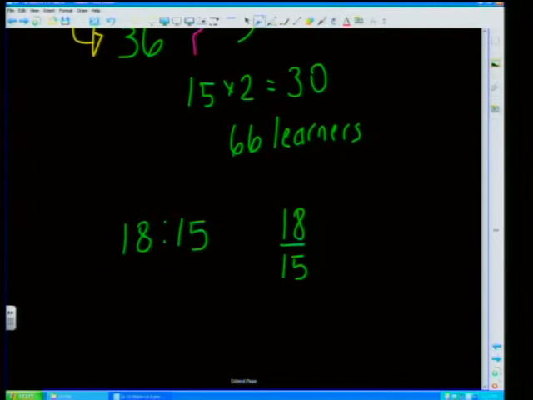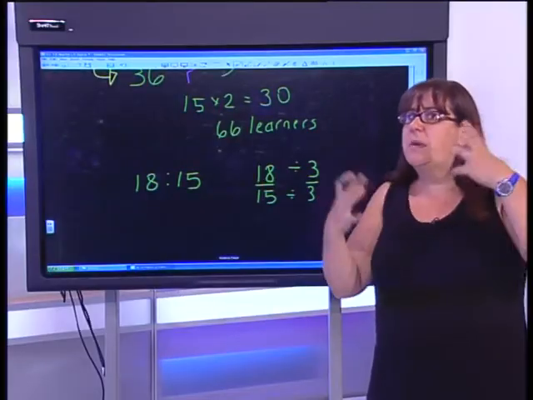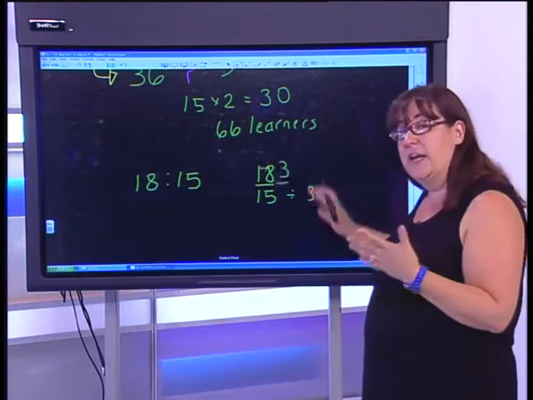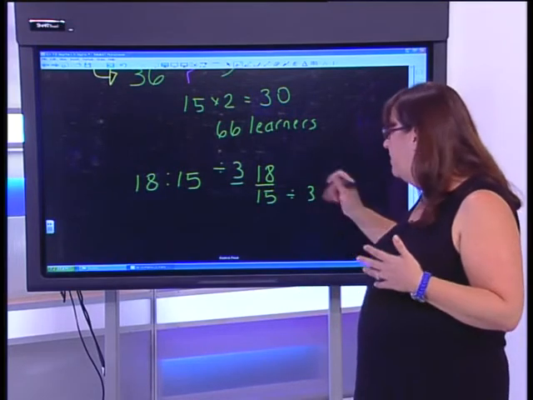Well, I'm going to divide each side by, what can we divide by? We can divide by 3. I think 3 would work. And divide that side also by 3. Because if I divide both by 3, this is where the fraction comes in, and you see we're manipulating a fraction. Because I can divide both by 3, I'm actually dividing by 1.